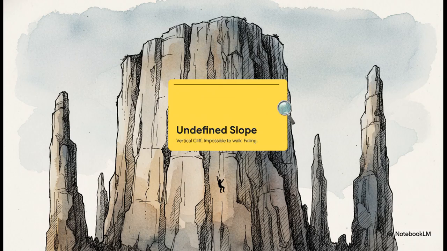And the last one, our final type, the straight up and down vertical line. This is an undefined slope, and it makes sense if you think about it. You can't walk on a wall, can you? It's like a sheer cliff face. It's an impossible path. So in math, we say that situation is undefined.